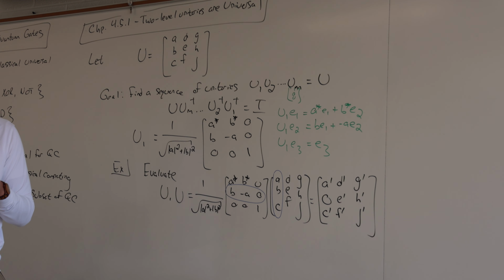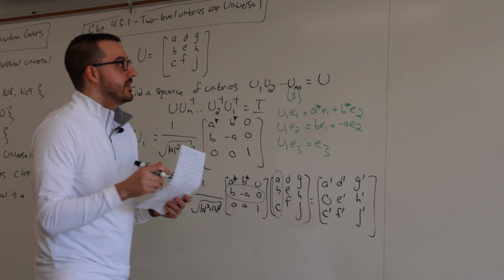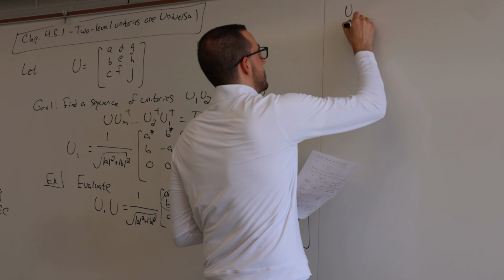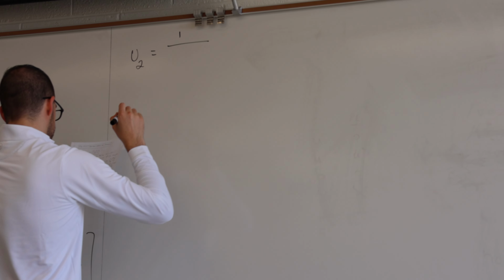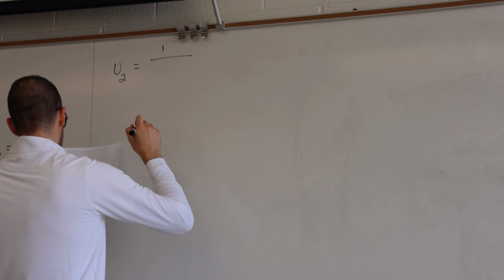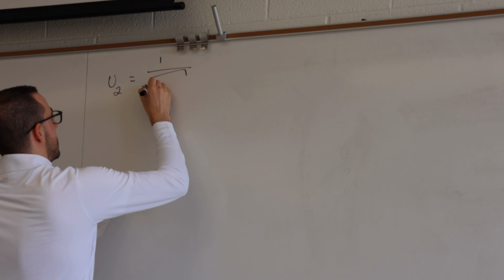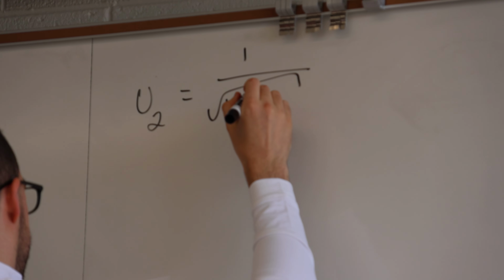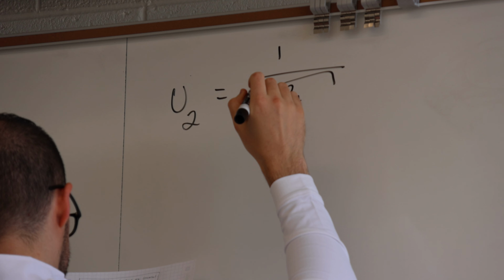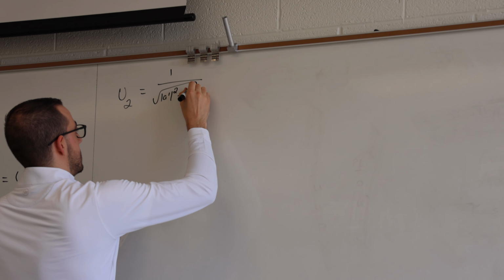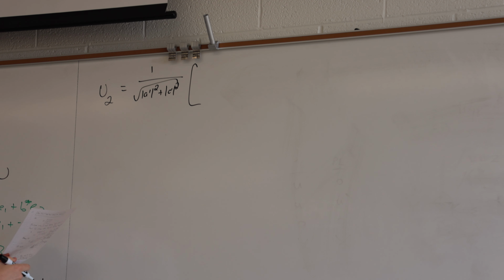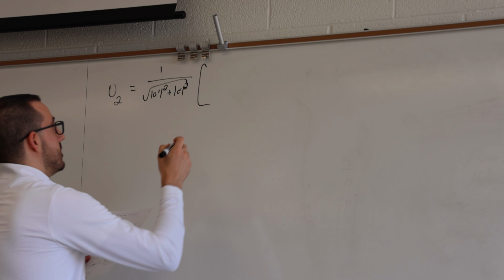So that's looking a lot more like identity. In order to do that, we can choose U2 to be equal to something that looks similar: 1 over the square root of |A'|² + |C'|². And then the 2-level unitary in this case will look like the following.